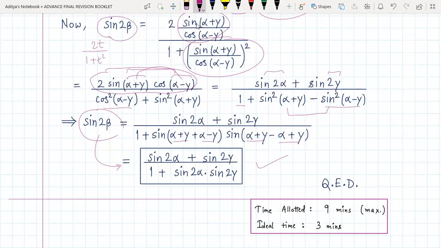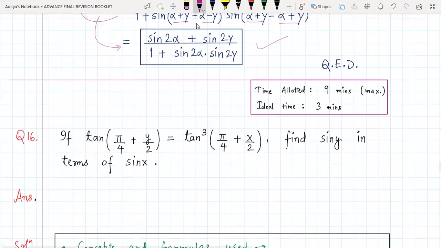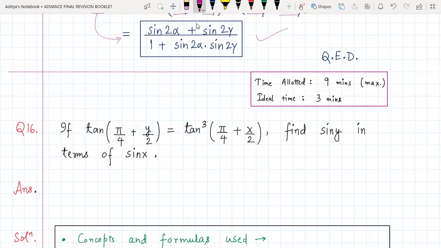So I am pretty sure you all must have found this easy and were able to follow through. Now let us discuss question number 16, which says that if tan of pi by 4 plus y by 2 is equal to tan cube of pi by 4 plus x by 2, find sine y in terms of sine x. This is also a little easier question only.